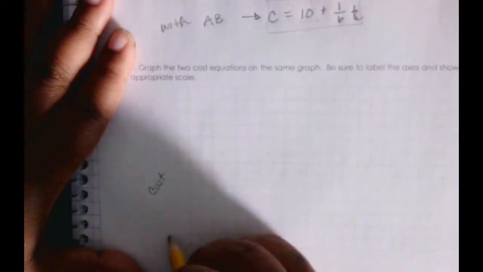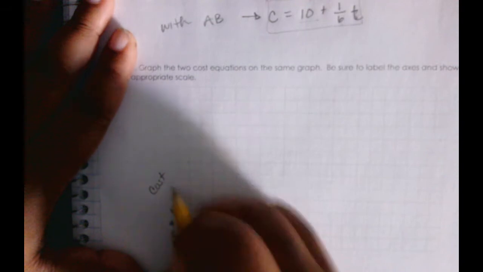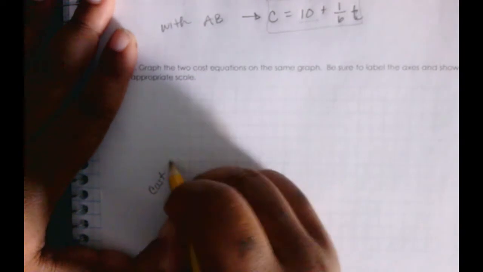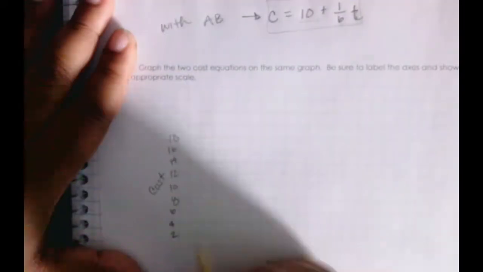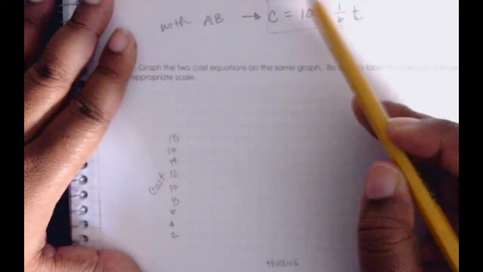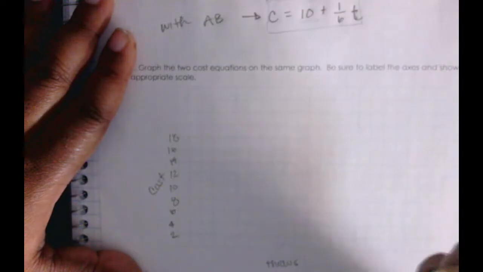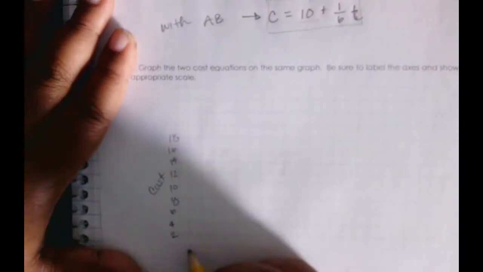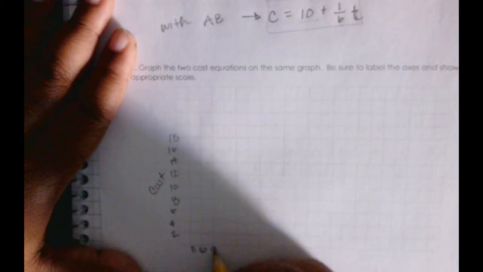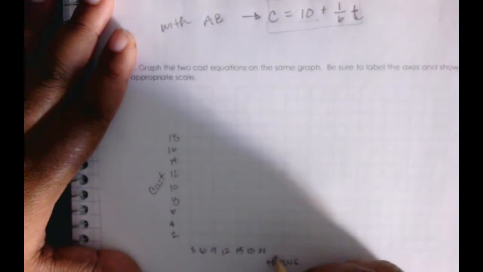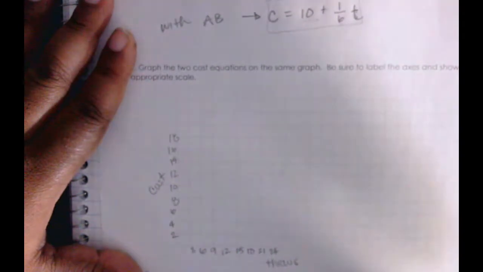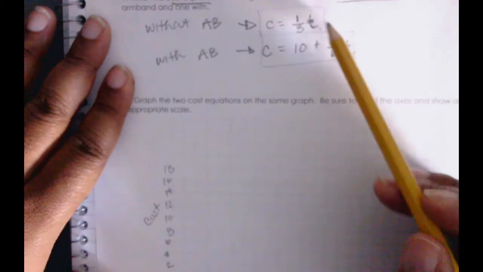And for cost, I'm just going to count by 2's. And for number of throws, because both thirds and 6 are multiples of 3, I'm going to just count by 3's. 3, 6, 9, 12. I'm sorry, 15, 18, 21, 24, and so forth.